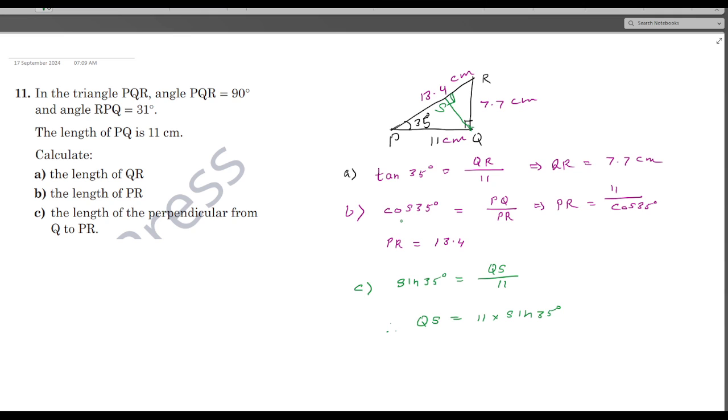The result is 6.3. The answer is 6.3 centimeter.